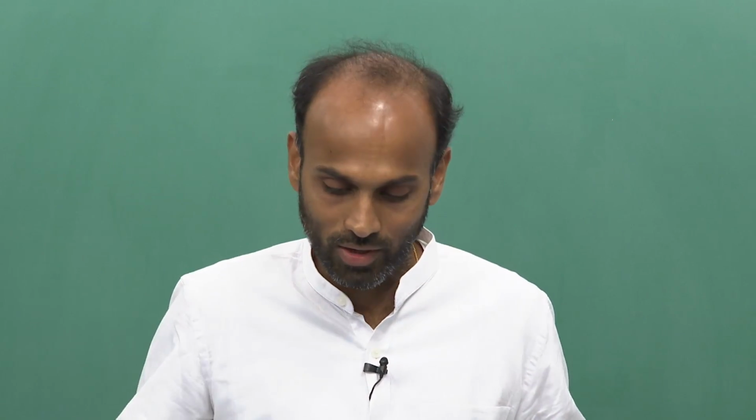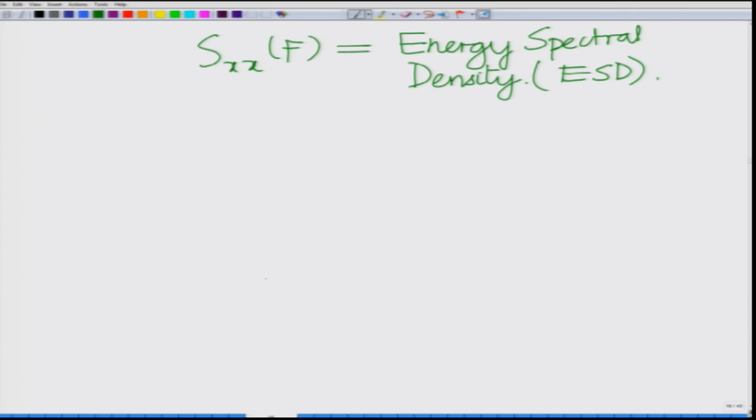Right. Let us now look at an example to understand this concept of autocorrelation and energy spectral density. Okay. So, let us look at an example to understand this, that is example of autocorrelation. Let us look at a simple example of the autocorrelation function.